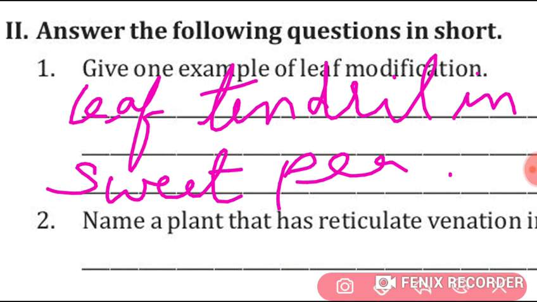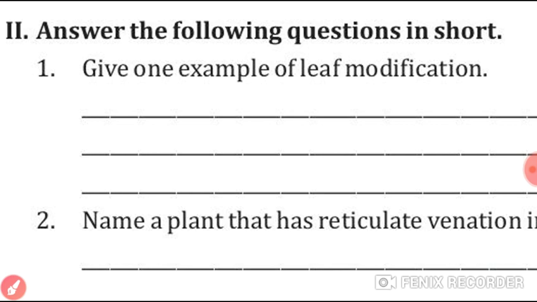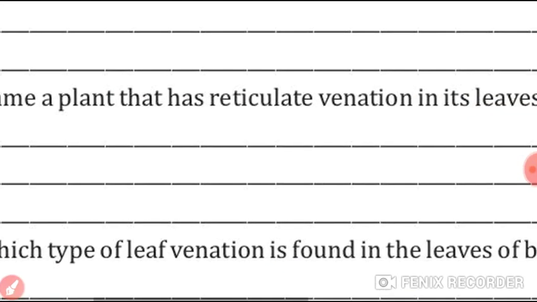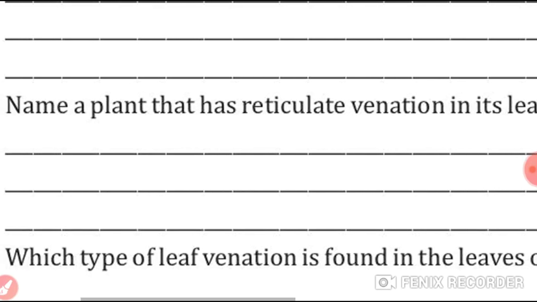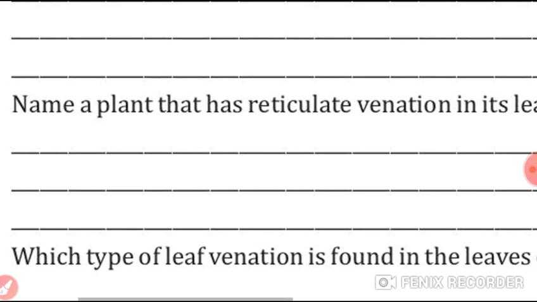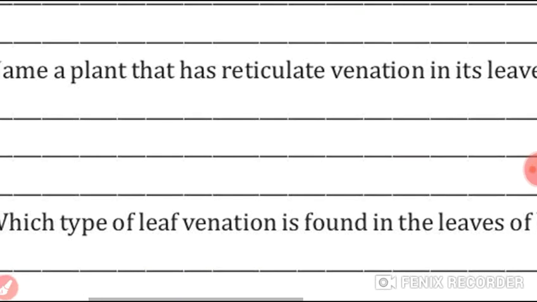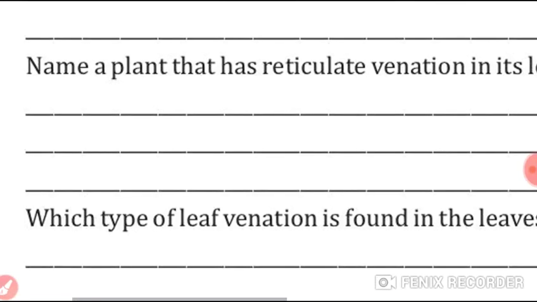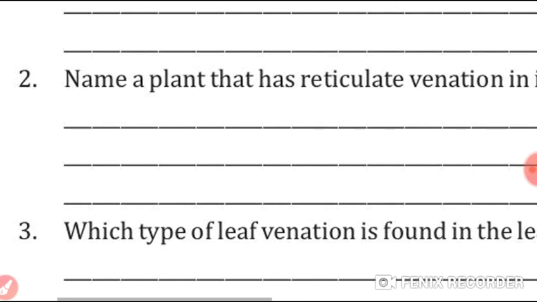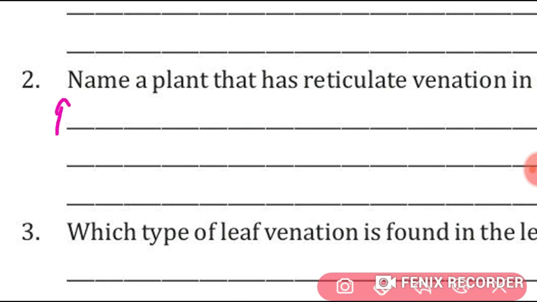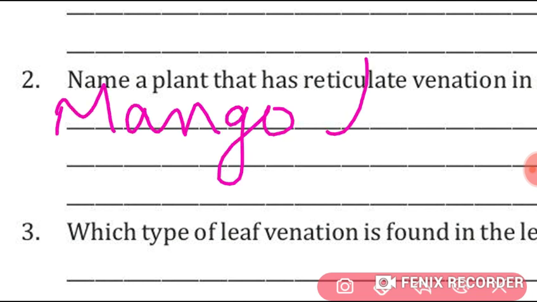Second question, students. Name a plant that has reticulate venation in its leaves. Answer is, students, mango tree.